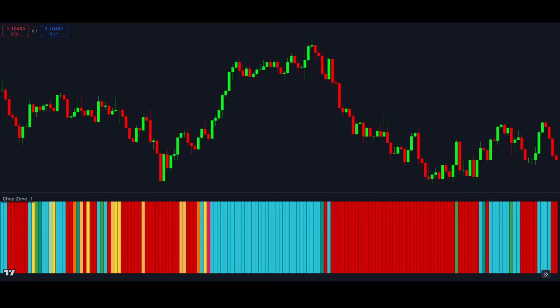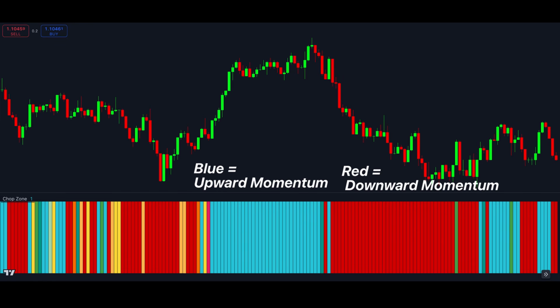The two primary colors of the indicator are red and blue. Blue indicates a strong upwards trend and red indicates a strong downwards trend. Everything in between shows us choppiness to varying degrees. Colors closer to red mean we have choppiness leaning towards bearish momentum, while colors closer to blue mean we have choppiness leaning towards bullish momentum.